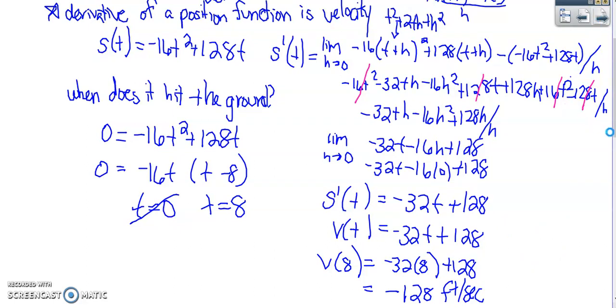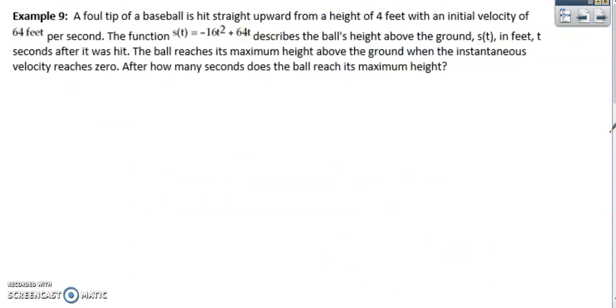All right, last problem of the day, number 9, last example, I should say. A foul tip of a baseball is hit straight upward from a height of 4 feet with an initial velocity of 64 feet per second. Here is the function s of t that describes the height above the ground in feet t seconds after it was hit. The ball reaches its maximum height when the instantaneous velocity is 0.